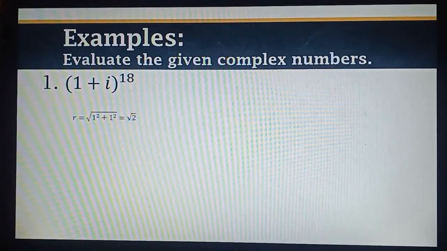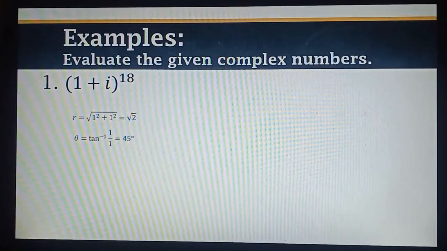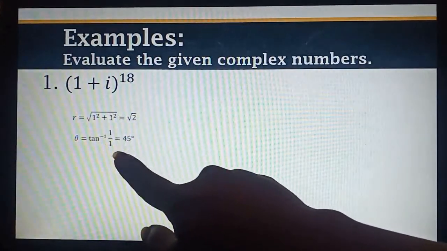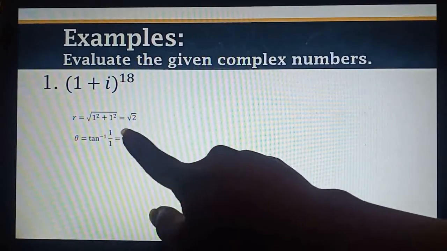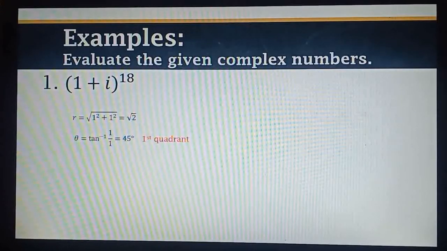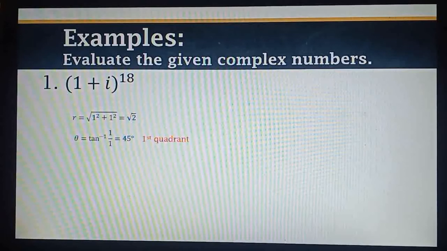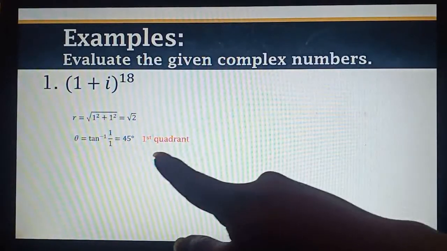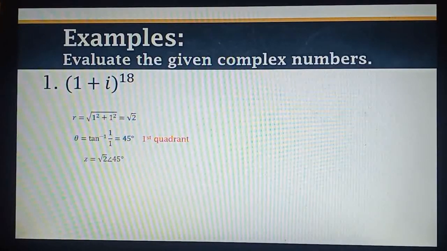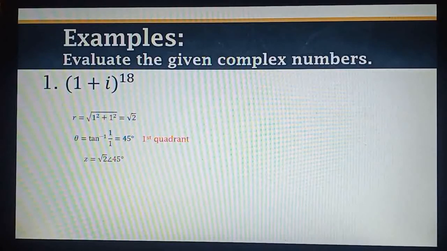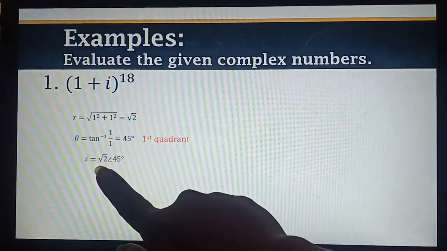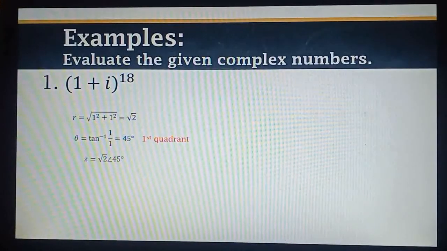Then after getting your r, we will get the theta, which is the arctan of b over a, wherein arctan of 1 over 1. Since arctan of 1 is simply 45 degrees, we will use De Moivre's theorem. But first, the location of your theta is the first quadrant. So, its equivalent angle in polar form is still the same. So, the polar form of 1 plus i is square root of 2 at angle 45 degrees.